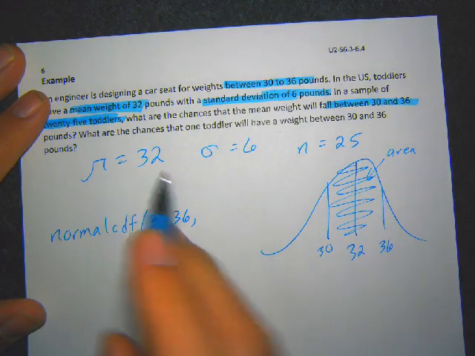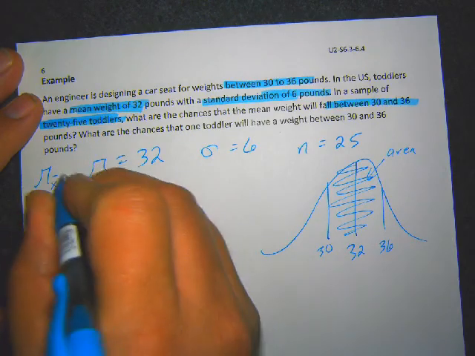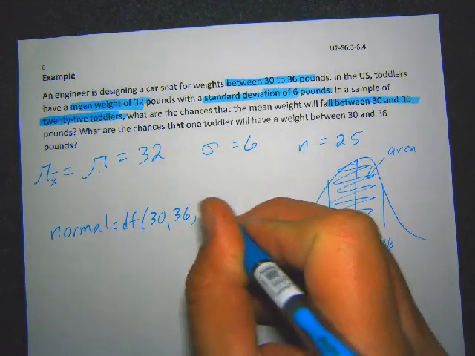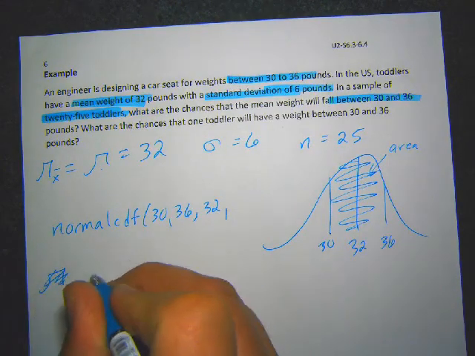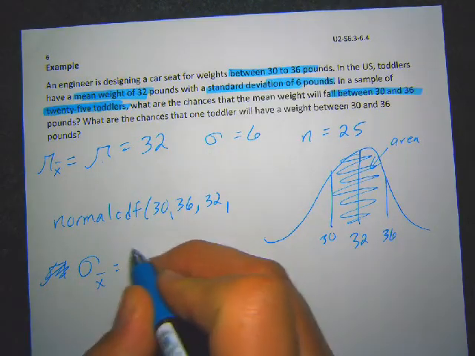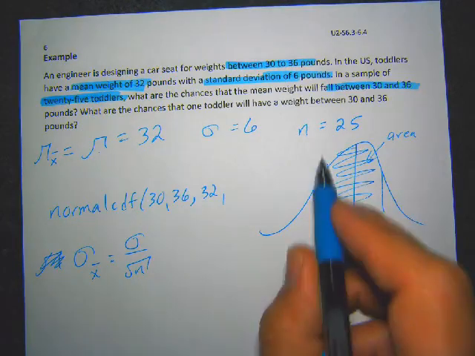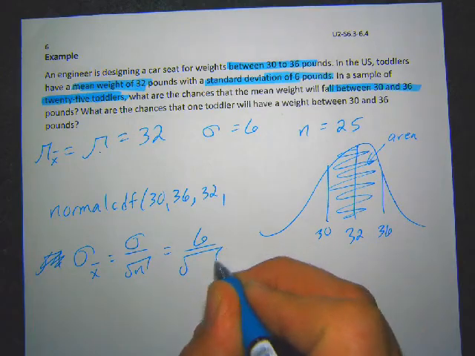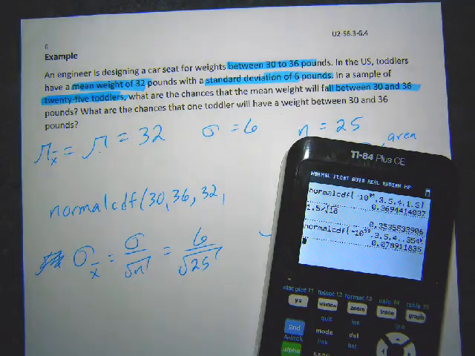The mean, remember for a sample, the mean is always the same. So the mean of the sample averages is the same as the mean for the whole population. So that just stays 32. No changes there. But the standard deviation for the samples, remember, to do that one, we have to take the standard deviation and divide it by the square root of n. So because we're dealing with a sample of 25 people, we're going to take this standard deviation of 6 and divide it by the square root of 25. So I think that's 6 divided by 5, which is like 1.2.